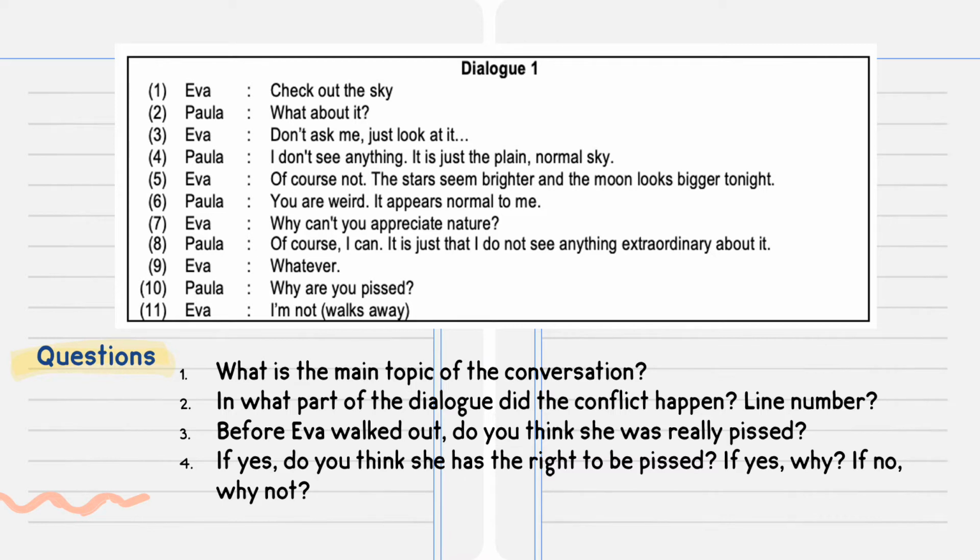Now let's proceed to the guide questions. What is the main topic of the conversation? Ano ba yung pinag-uusapan ni na Eva and Paula in Dialogue 1?